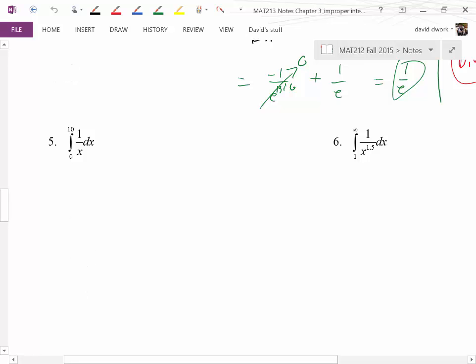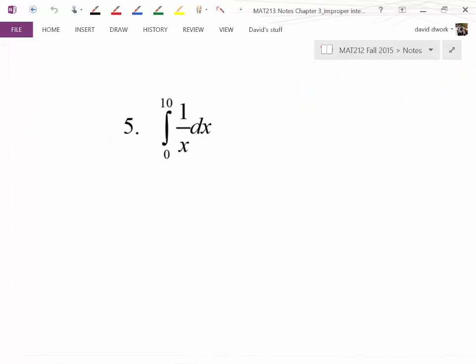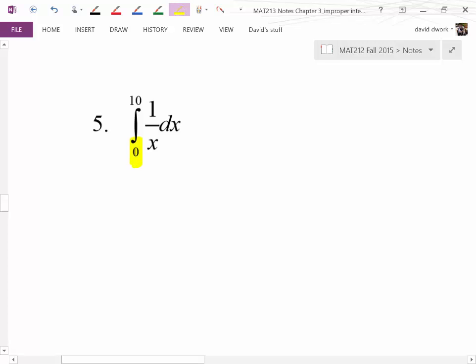All right, a couple more practice problems. Let's see how we do on these. Now, this one you'll notice is not approaching infinity, but is still an improper integral because if we were to substitute in 0 for x, dividing by 0 would be undefined.